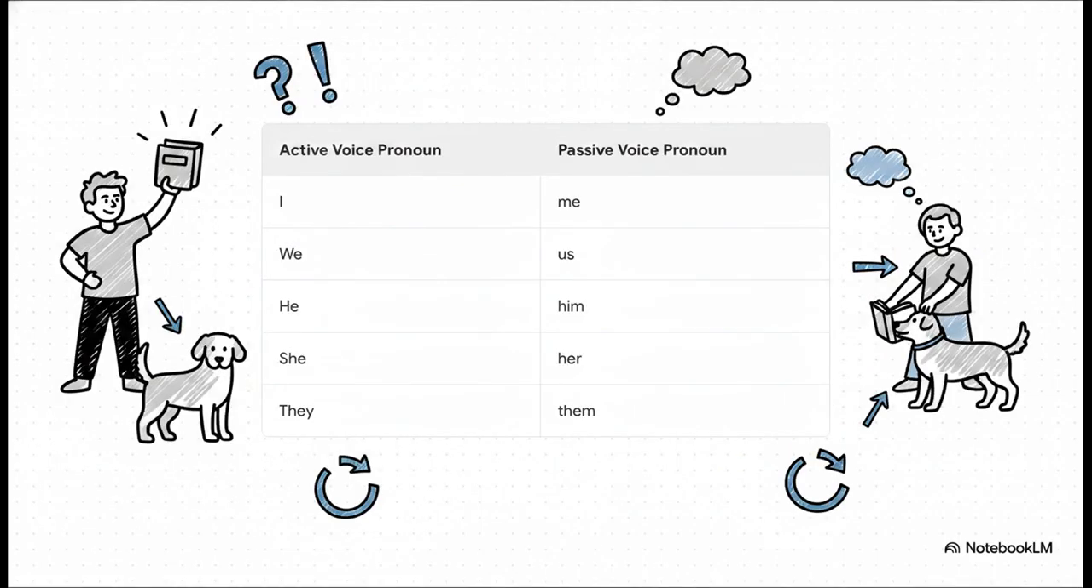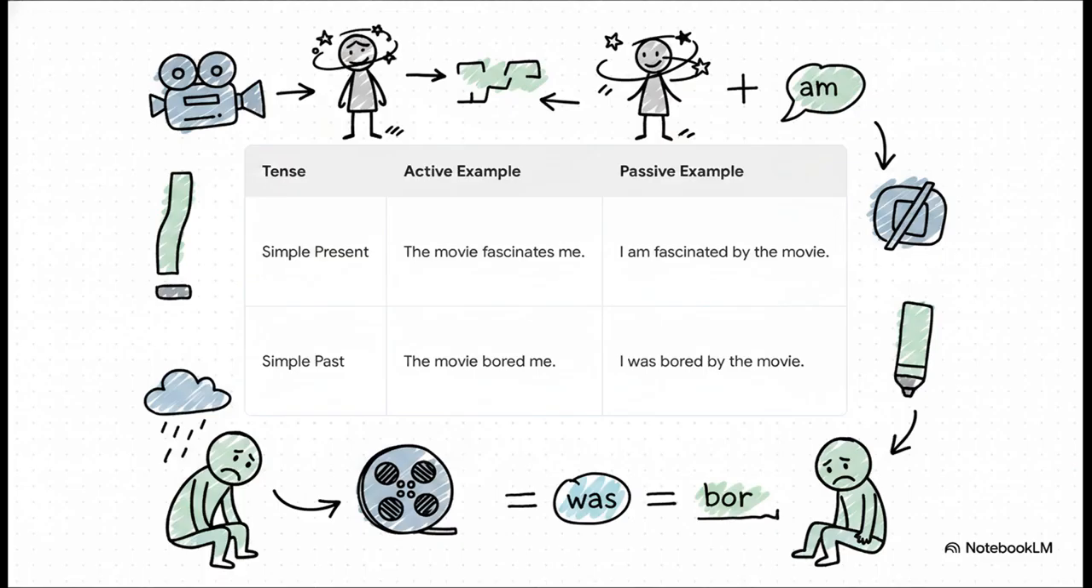Now, one little thing to keep in mind when you're doing that swap. If your subject is a pronoun, it has to change its form. I mean, you wouldn't say, the book was held by he, right? It sounds weird. As you can see here, I becomes me, he becomes him, she becomes her, and so on. Pretty straightforward.